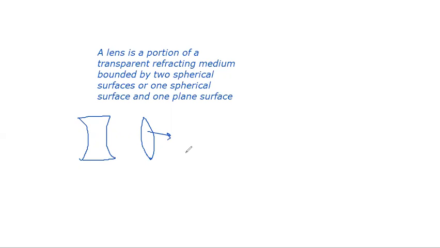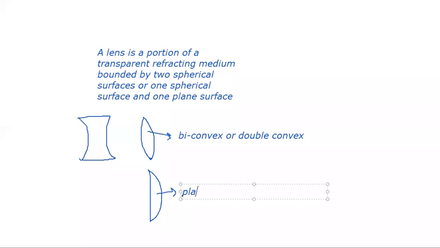This is a biconvex or double convex lens. Biconvex or double convex means both the surfaces are bounded by spherical surfaces. Next, you can have one plane surface and one spherical surface, like this. This is a plano convex lens.